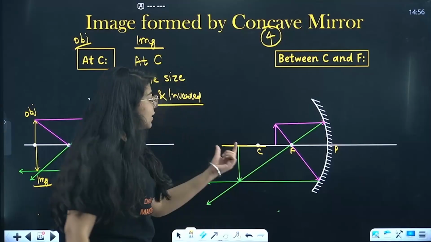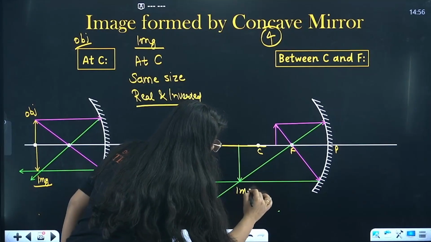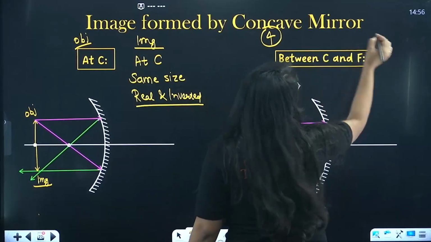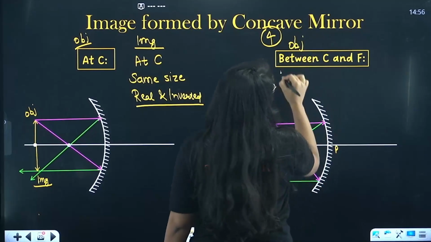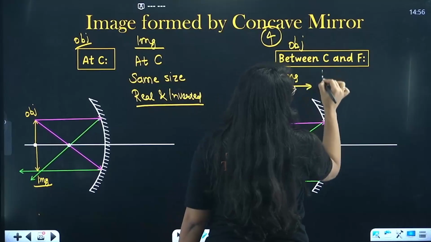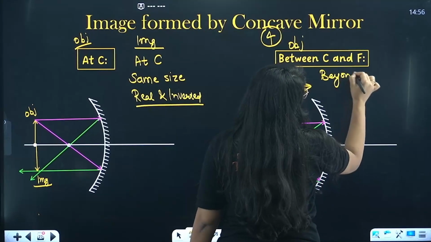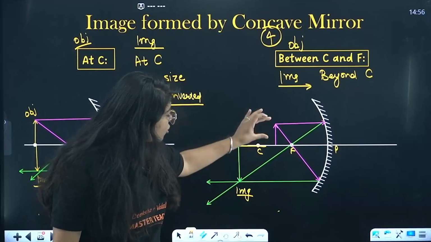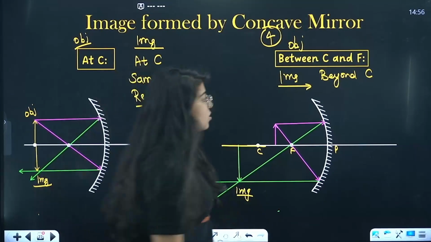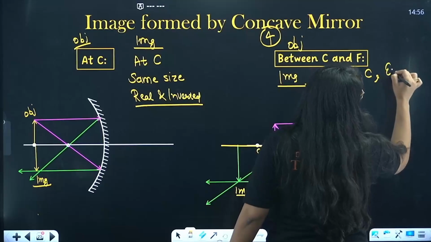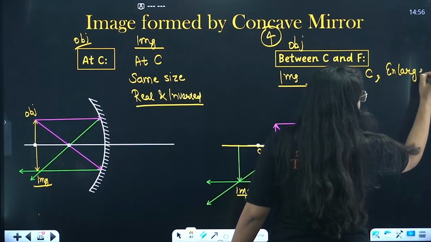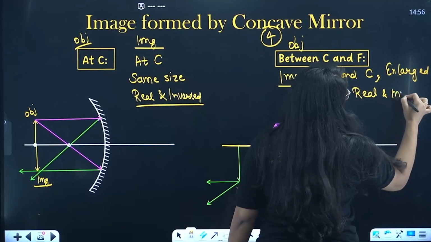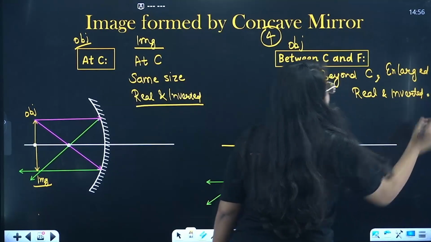If you extend this, beta, your image will be beyond C. Now where is the image? Image is beyond C. This is your object, right? Image will be beyond C. Understood? And it is very large. This is smaller, this is larger than the image. So it will be enlarged, and it will be real and inverted.